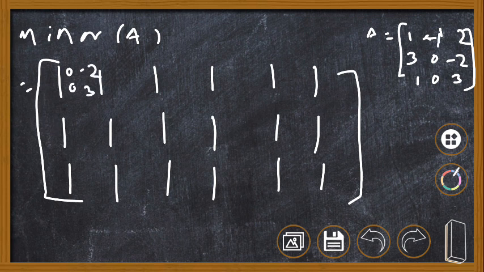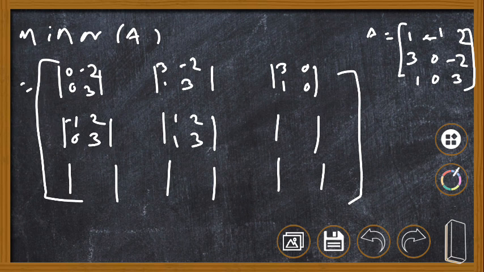Similarly you remove this one and write down what is left. This is 3, minus 2, then 1 and 3. Similarly you remove this one, you will be getting 3, 0, 1, 0. Similarly for this you remove this row and column, what is left is minus 1, 2 and 0, 3. For this one you remove this one as well as this one, so what is left with me is 1, 2 and 1, 3.